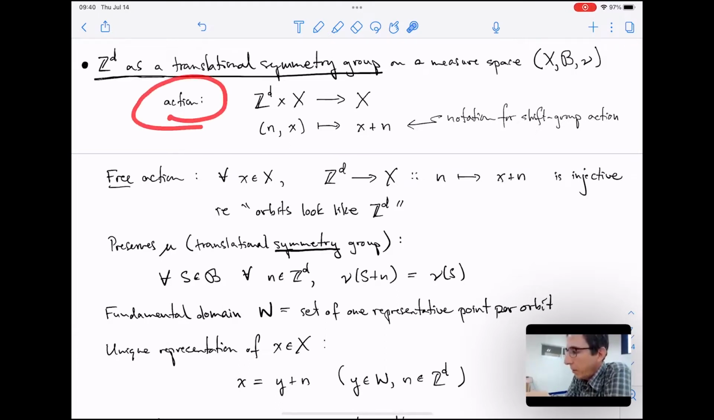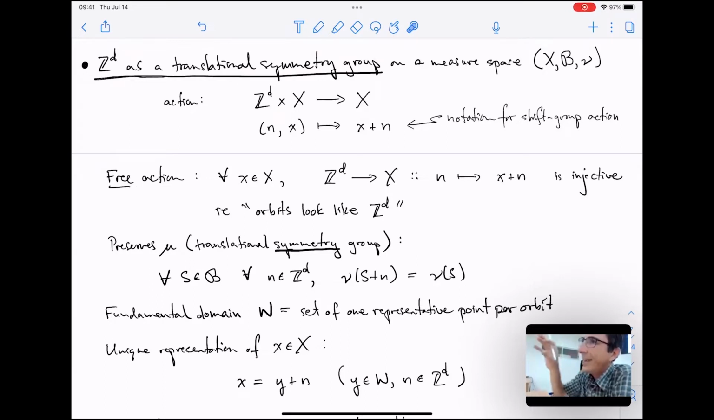Now, there's something called an action. All right, so what you do is you take an element of ZD. Think of ZD as the translational symmetry group. ZD is just all integer D tuples. So you take a vector of integers and you think of those integers as a translation in D different directions. You see, it's discrete, so you can only go by integers. So that's why ZD is thought of as being a translational symmetry group.